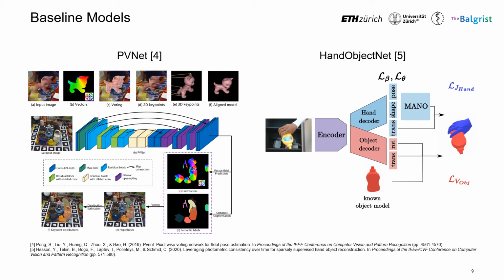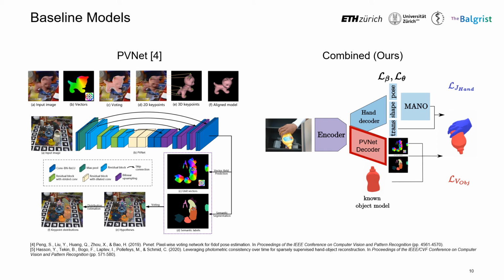Our second baseline is the joint hand-object pose estimation model by Hassan and others, here called hand-object-net. It uses a shared ResNet encoder and 2 decoder branches to directly regress hand and object pose parameters.